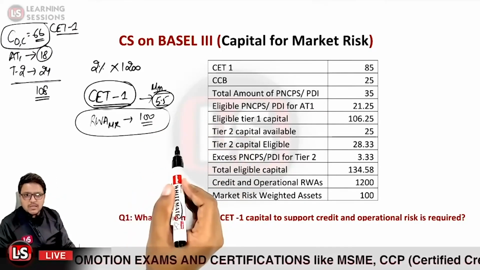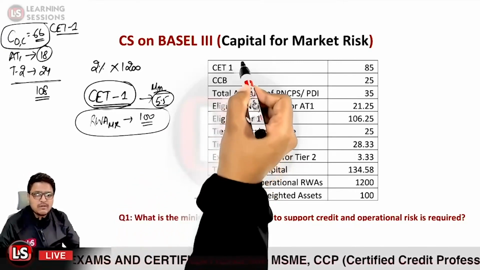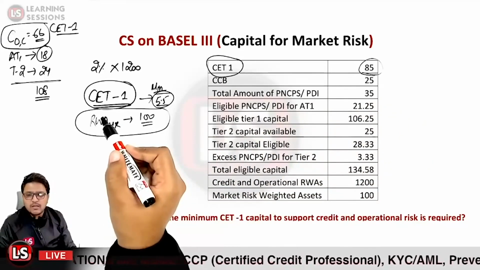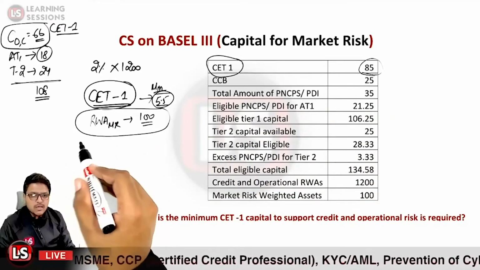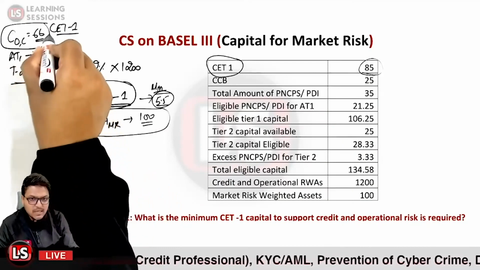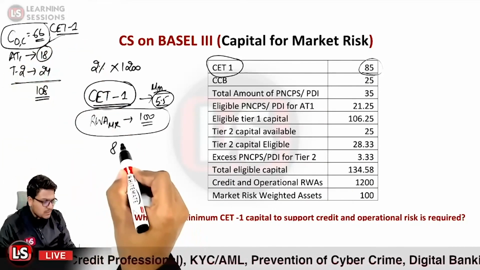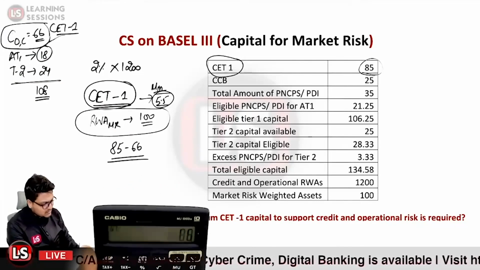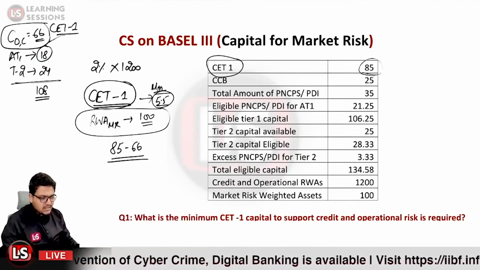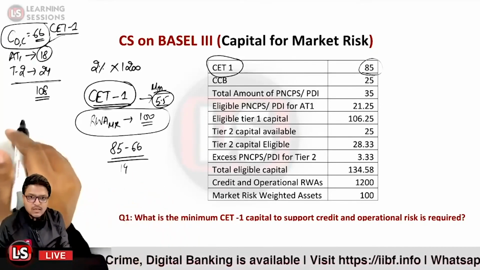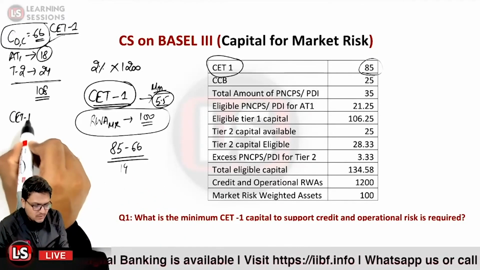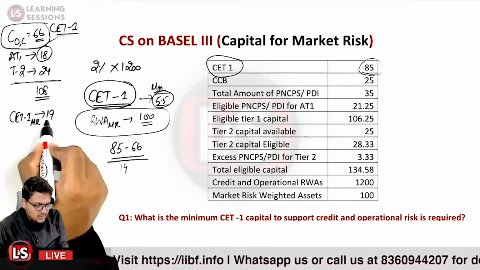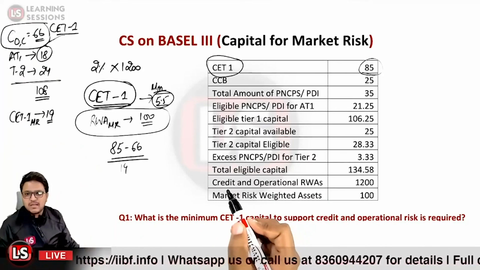So as to get the right answer, we will be doing what? The CET1 that we are having right now is basically 85. And the CET1 that was required for capturing the credit risk and operational risk was 66, as we calculated over here. So the answer here would be 85 minus 66, that is 19. So we can say the CET1 for market risk is 19. So 19 would be the right answer in this particular case.